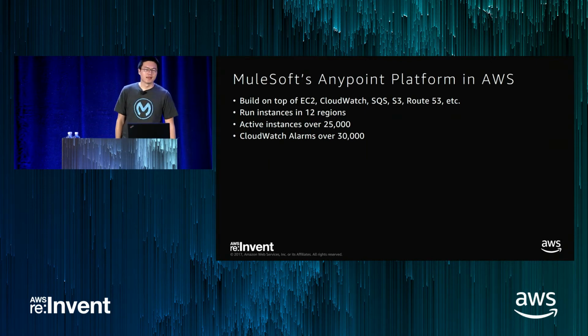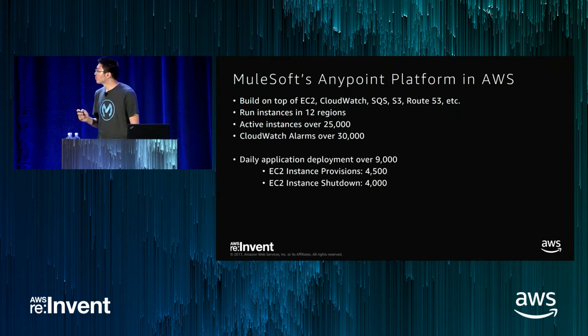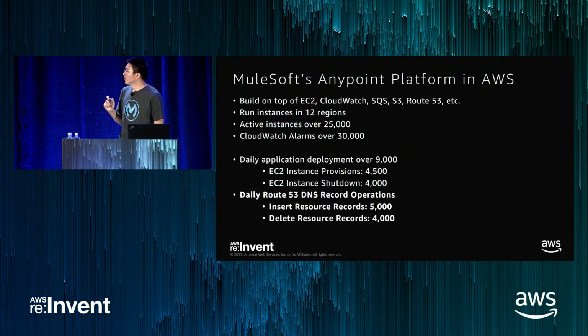Just to give you a rough idea of the scale of our platform, we host more than 25,000 custom applications in the AWS cloud over 12 regions. We do around 9,000 EC2 instance provisions and terminations daily. And for each instance, we also do a Route 53 DNS records update, and we try to create a DNS record for each instance of our Mule applications.